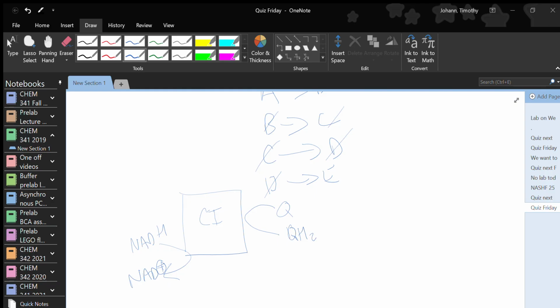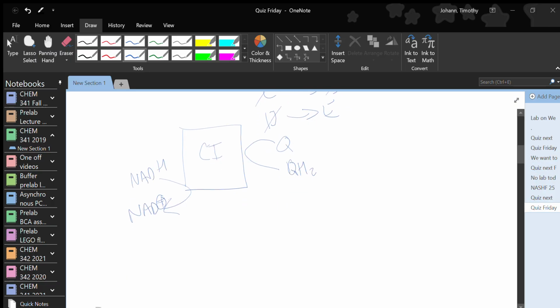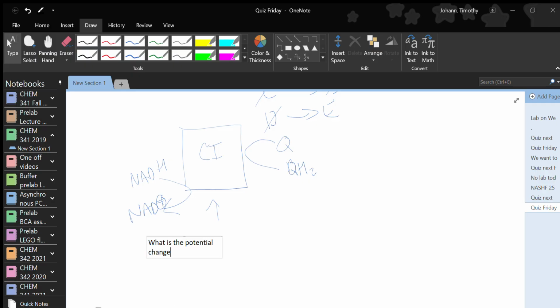So what's the potential for that reaction? What is the potential change and the free energy change for the reaction above?